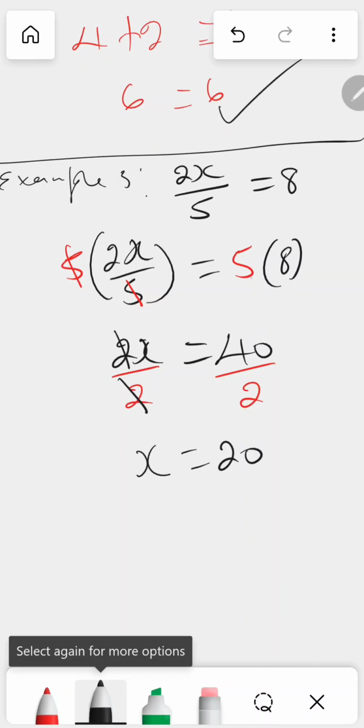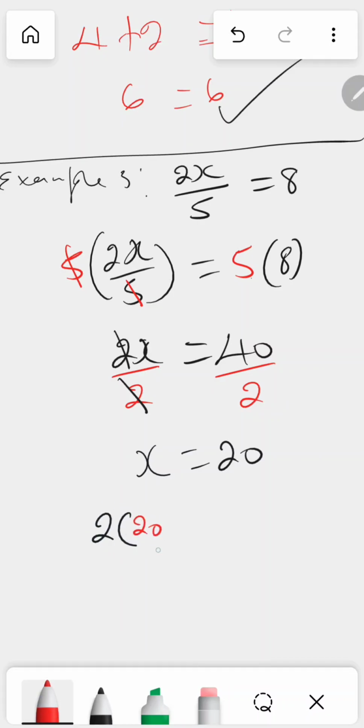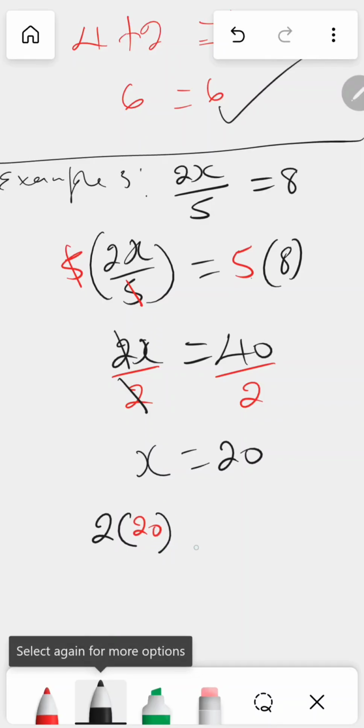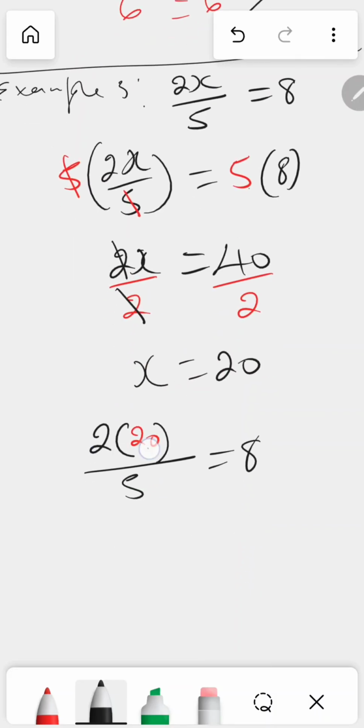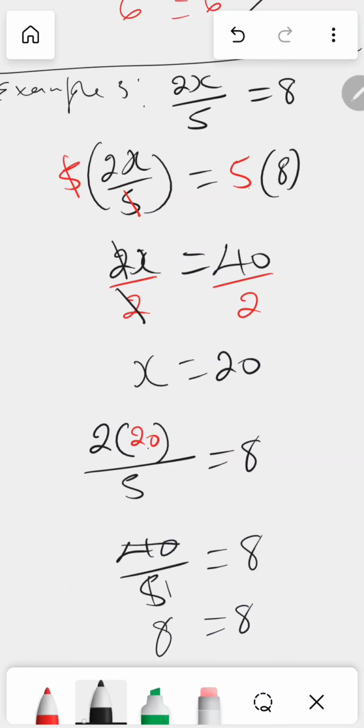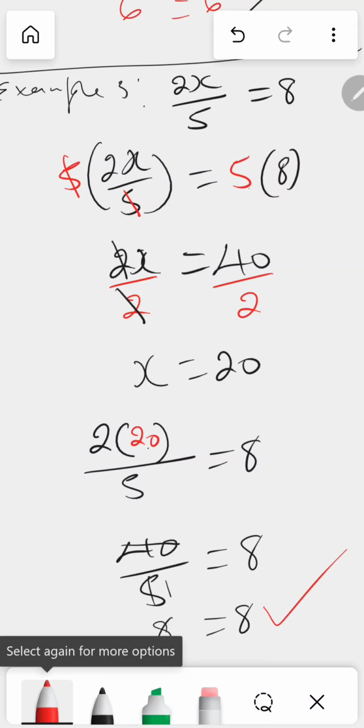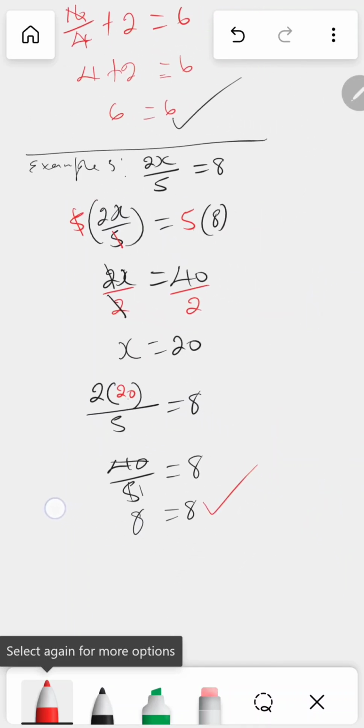Anywhere x is, we are going to put 20. So our equation would be 2 times x, which is 20, over 5 is equal to 8. 2 times 20 is 40, over 5 equals 8. 5 into itself, 1. 5 into 40, 8 times. So 8 does equal 8. And there's your answer. Wasn't that absolutely easy?